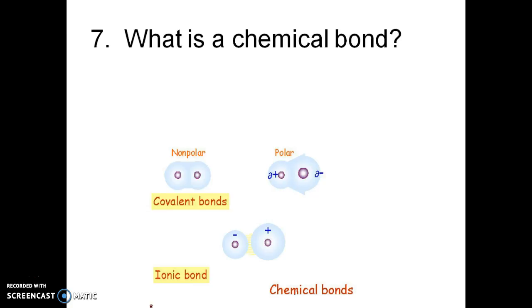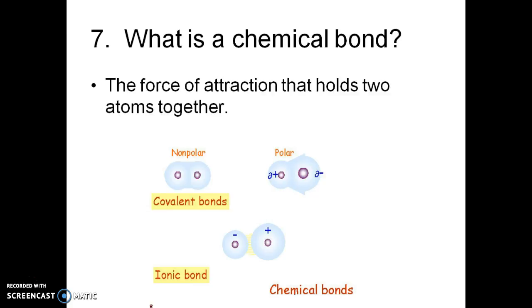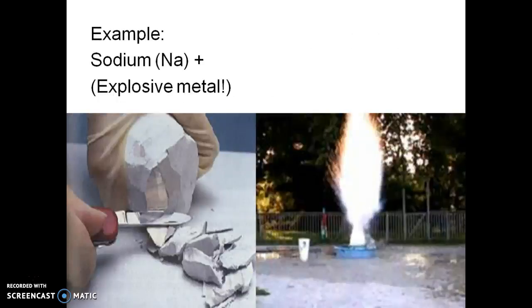So what is the chemical bond? Well, it's actually the force that holds 2 atoms together. It's not an actual product or an actual item. Instead, it is a force that holds atoms together. So let's take a look at an example.